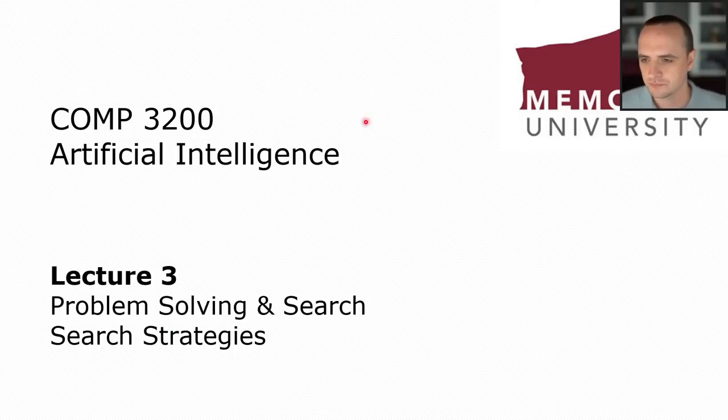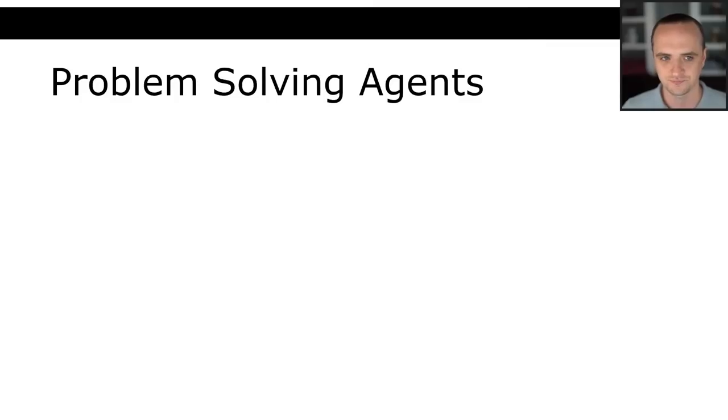So, lecture three is on problem solving and search, and then we're going to talk about search strategies. We talked about agents and environments last time. The place that the agent is, is the environment, and the agent is the thing that we're trying to make decisions for within that environment. In order to solve those problems, we need a strict definition of the word problem. So let's look into that.